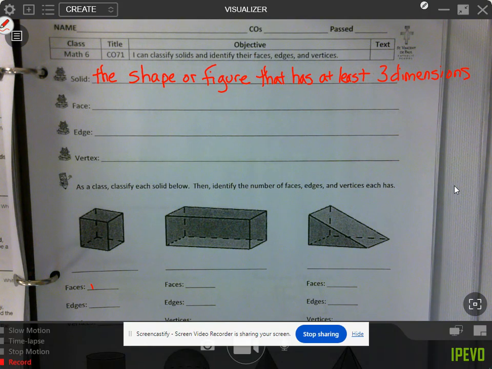That's a 3-dimensional shape. Liv, do you want to move to a different spot so you'll be able to see the screen?